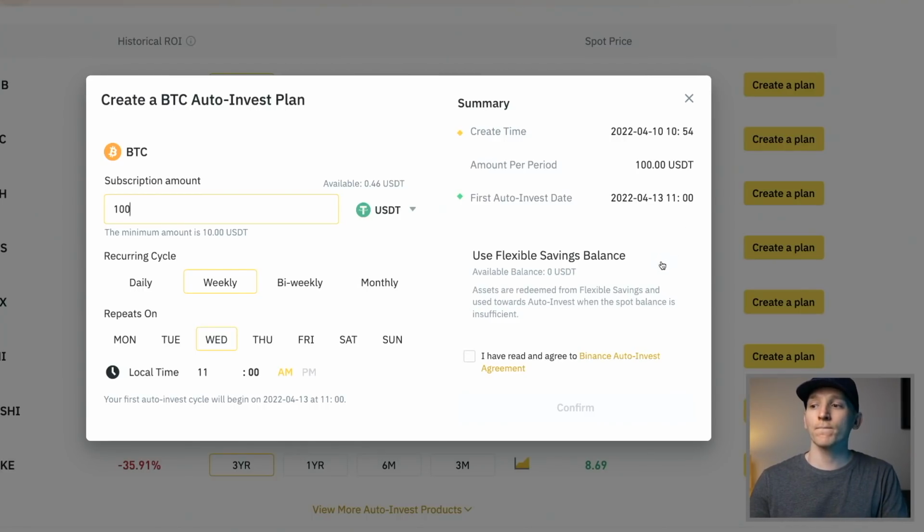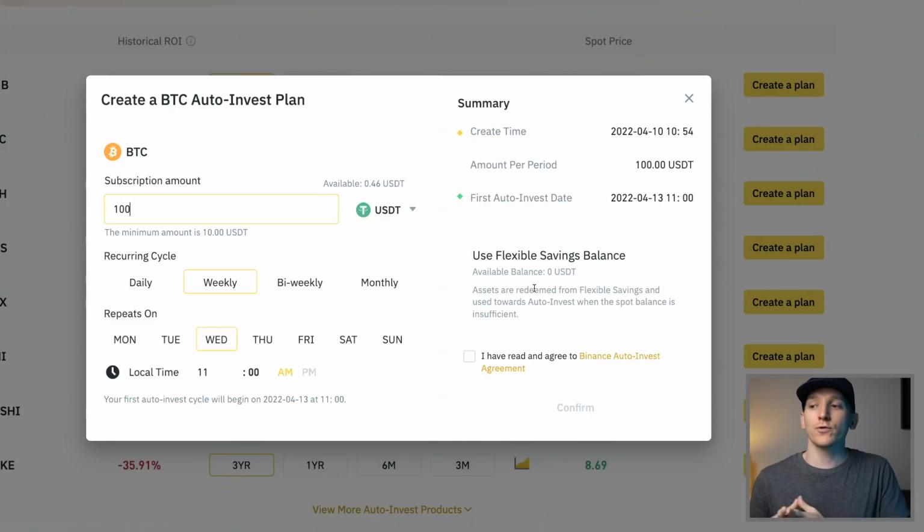If you click this on, what will basically happen is that if you have any dollars in your flexible savings balance, you can see here, they will redeem that from the flexible savings and put it into your auto invest. I would recommend that because essentially you're getting flexible saving interest on your dollars before you are going ahead and buying Bitcoin or anything like that. So that's up to you. You can click that on. I have read and agree.